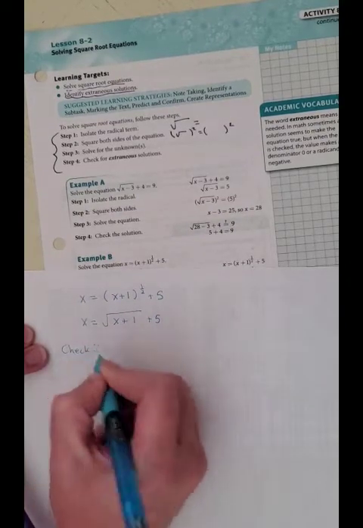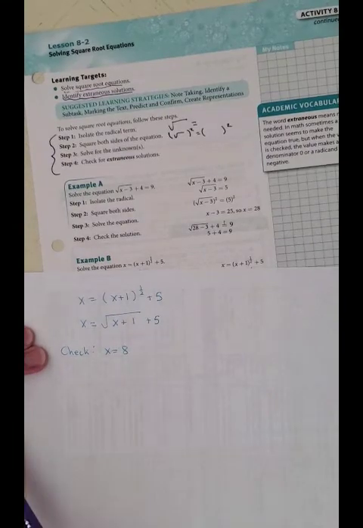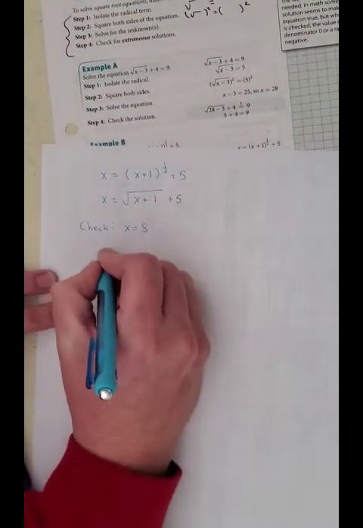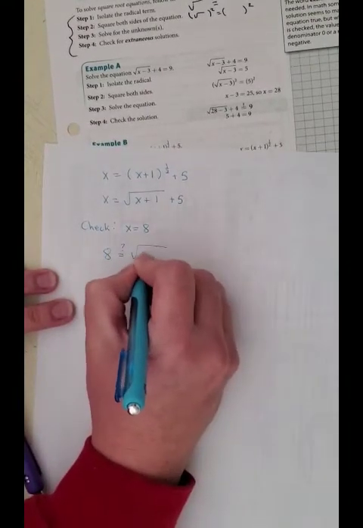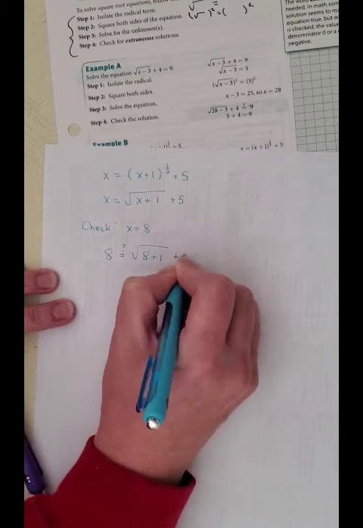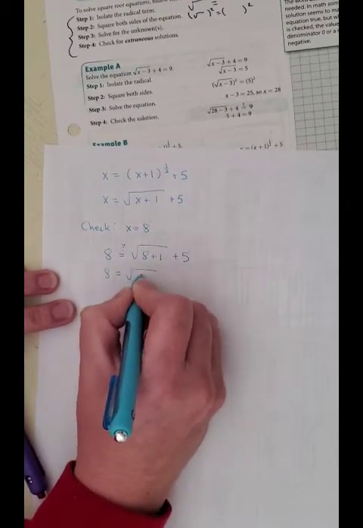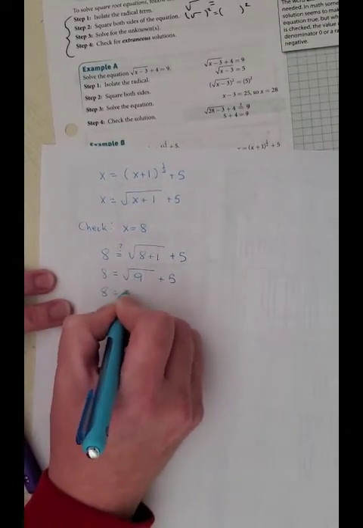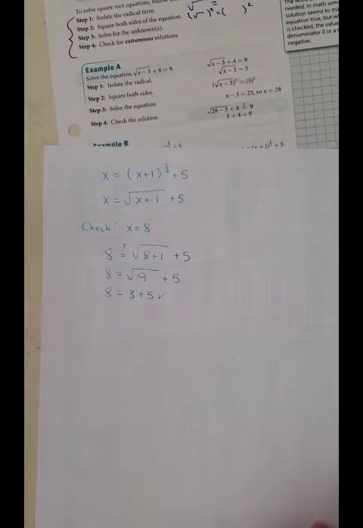First, I'm going to check my solution of x equals 8 in my equation. So I'm going to plug in 8 equals the square root of 8 plus 1, and then plus 5. 8 equals the square root of 9 plus 5. 8 equals 3 plus 5. Check. This one is a valid solution.